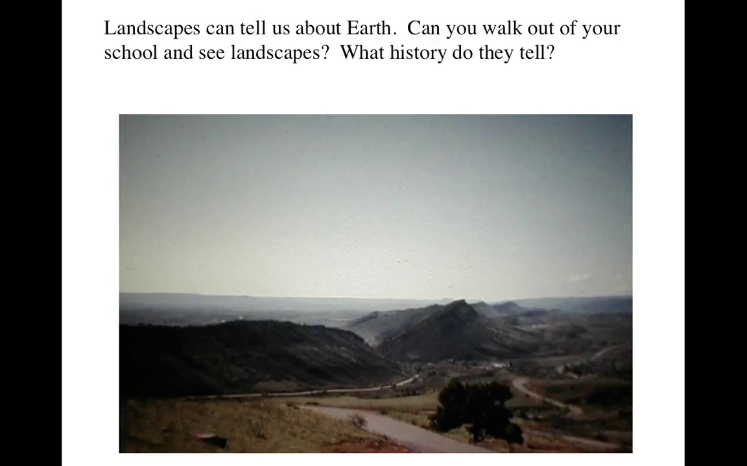Landscapes can tell us about Earth. Can you walk out of your school and see landscapes? You can go into Mr. Wild's room, Miss Peterson's room, and look out the windows, and you can see a beautiful landscape. What history does that tell you? Well, as you look out that window, you don't realize it, but you can see a coal bed, which is an ancient swamp. On top of that coal bed, you see layers that indicate that it was a beautiful beach.